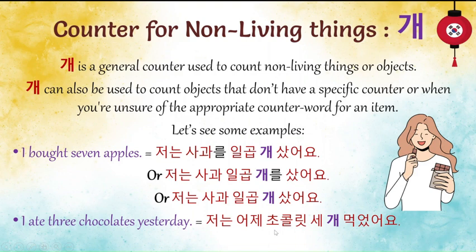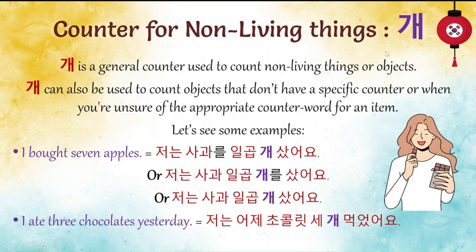저는 어제 초콜릿 3개 먹었어요. So here 3 chocolates. 초콜릿 3개. 세 is 3. Okay? So it is very easy. You just need to remember the structure for using a counter in sentences. Secondly, you need to remember the counter that should be used with a particular object.